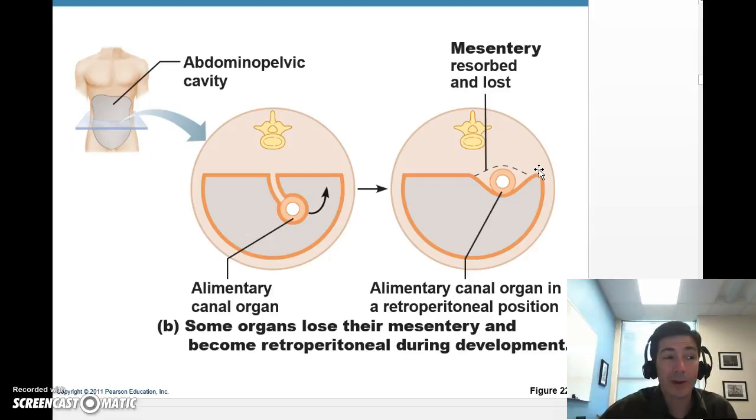There are a couple organs that you should just be aware are retroperitoneal. Your kidneys are retroperitoneal, your pancreas is retroperitoneal, as is your duodenum. It actually dives back behind the peritoneum and then pops back out to meet up with the rest of the intestine.